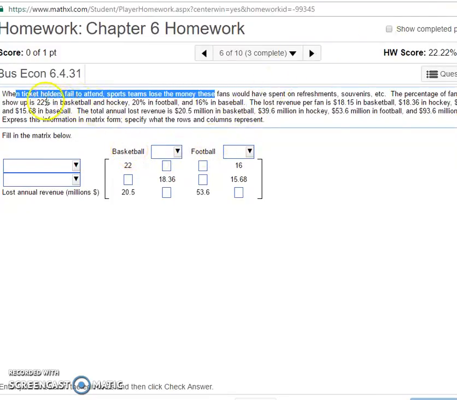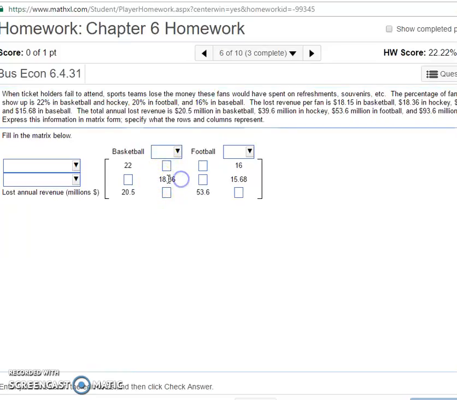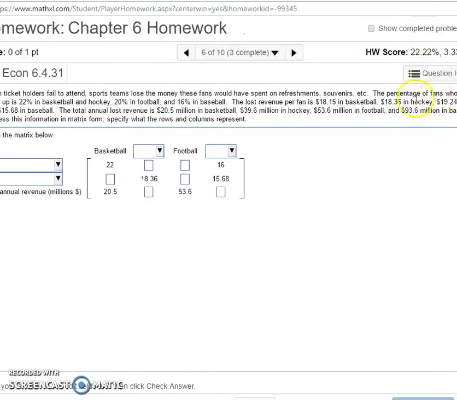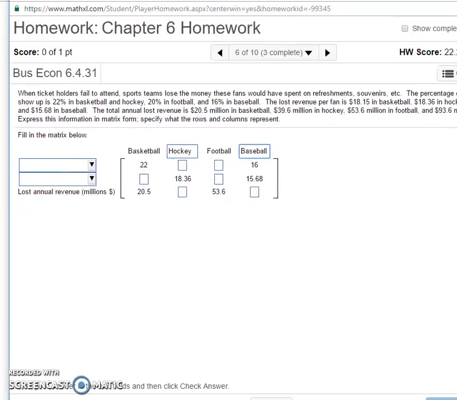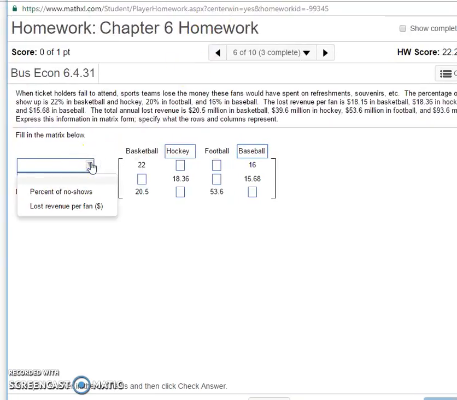So basketball, 22% in basketball. The next piece that we want to look at is who's going to go here. Well, we have one number in that particular column, 18.36. Well, 18.36 goes with what? The lost revenue for hockey. So I know this is going to be hockey. And then we have the football column. And then what do we know about 16? 16 goes with baseball.